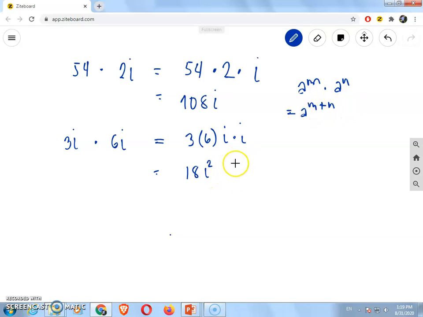And then remember that in the pattern or in the process of imaginary numbers, for the exponent, we follow the 4 patterns, right? So therefore, i squared is equal to negative 1. So our final answer now is 18 times negative 1, which is equal to negative 18.